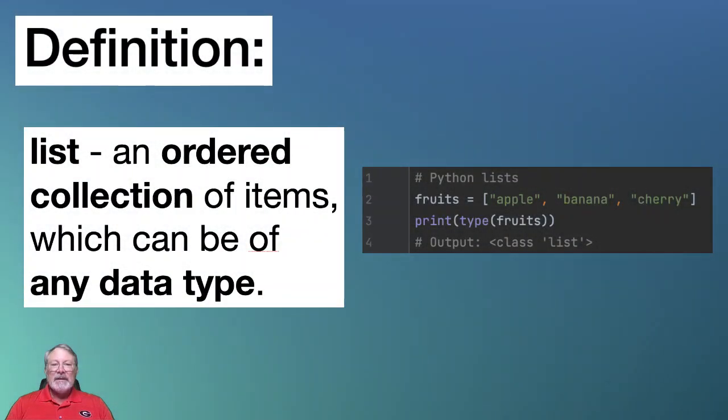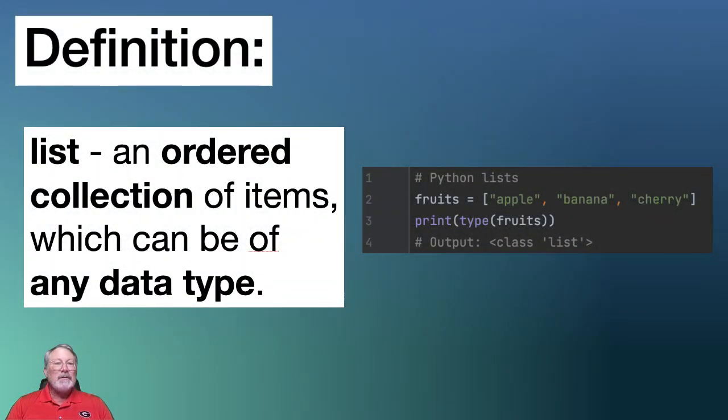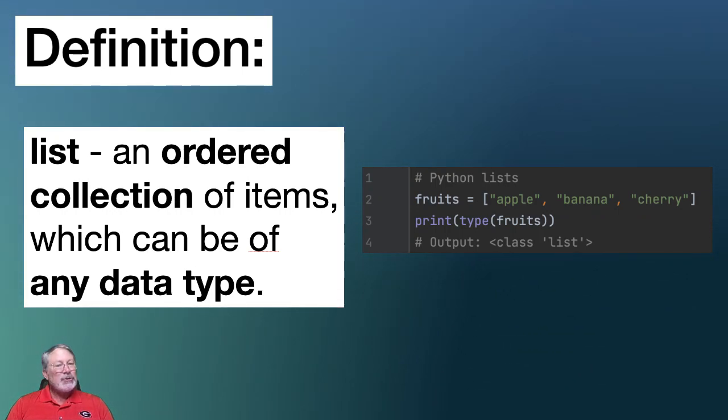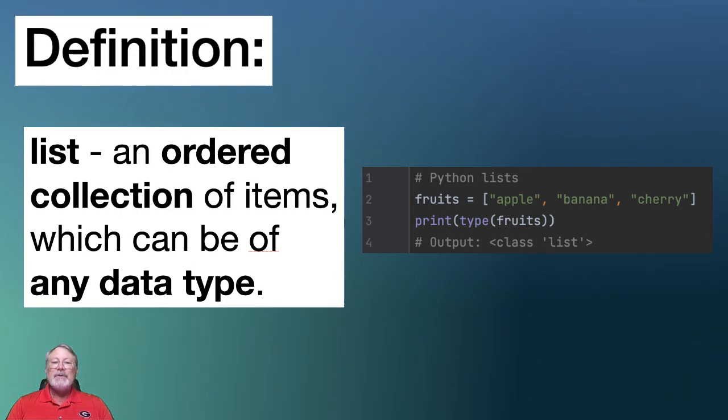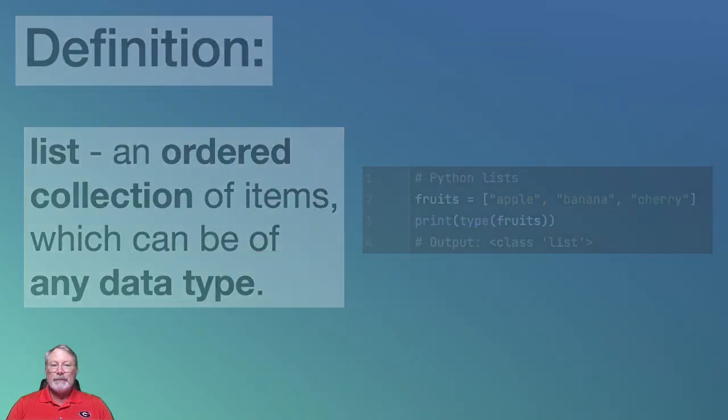In Python, a list is an ordered collection of items, which can be of any data type: numbers, strings, booleans, even other lists. Lists are written using square brackets with elements separated by commas. Here are a few things to know.